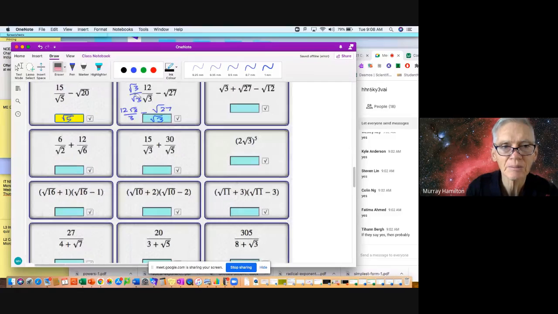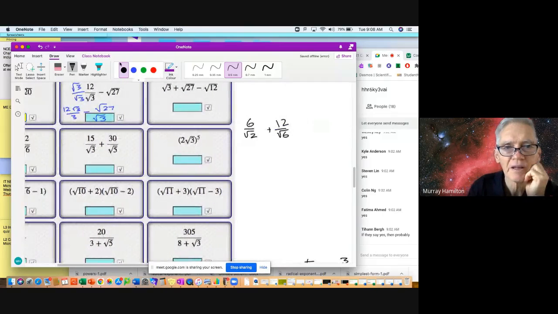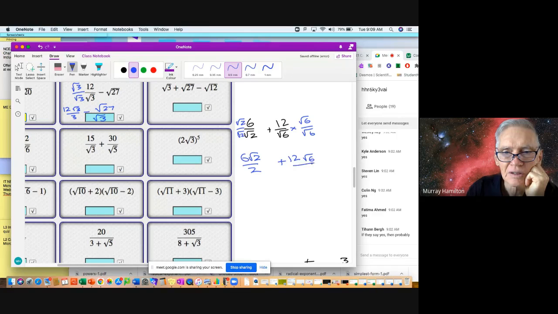Let's do this example here. There's 6 over root 2 plus 12 over root 6. So I'm going to do the same thing that I did before. I'm going to multiply this by root 2 over root 2. I'm going to multiply this one by root 6 over root 6. This gives me 6 root 2 over 2 plus 12 root 6 over 6.